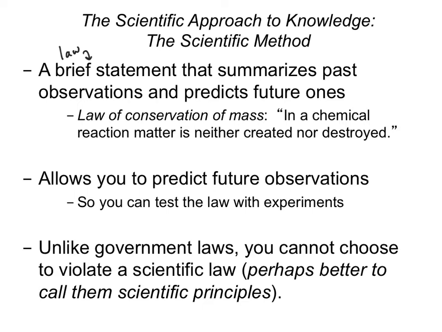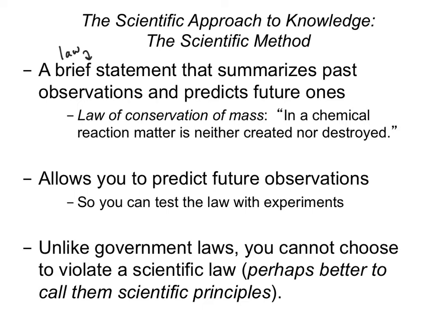For Lavoisier, the law he comes up with is called the law of conservation of mass, which states that in a chemical reaction, matter can neither be created nor destroyed. That is his law. Note that it summarizes what his observations were. Does it help predict future ones? Could he say, I'm going to run this experiment, and via my law, I cannot create or destroy matter, so the mass before and the mass after have to be the same?